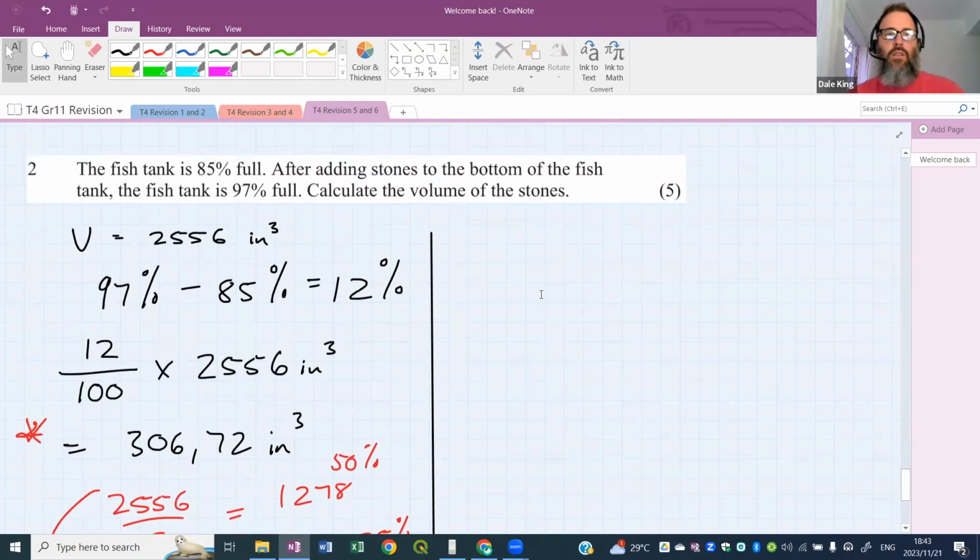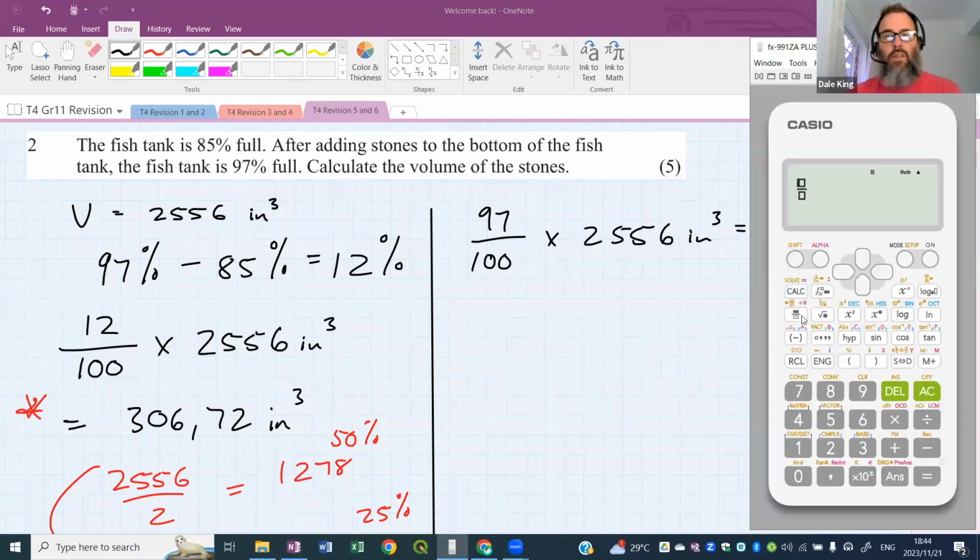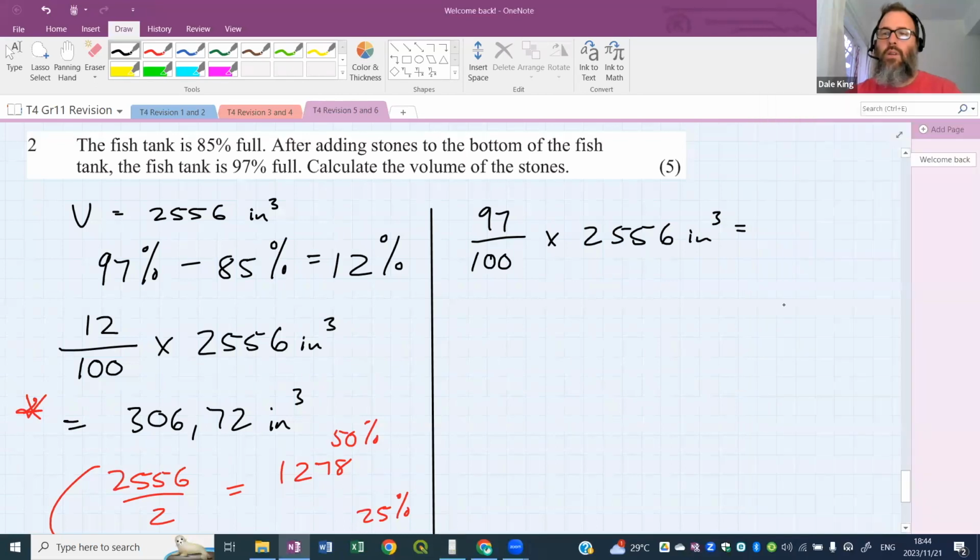All right. So that's Keon's method there. I'm going to show you how I would have approached this. So I would have said, well, first of all, what is 97% of the volume? So I would have said 97% of the tank in volume. This is longer, guys. So Keon's method actually seems a bit better here. It is 2479.32 inches cubed.